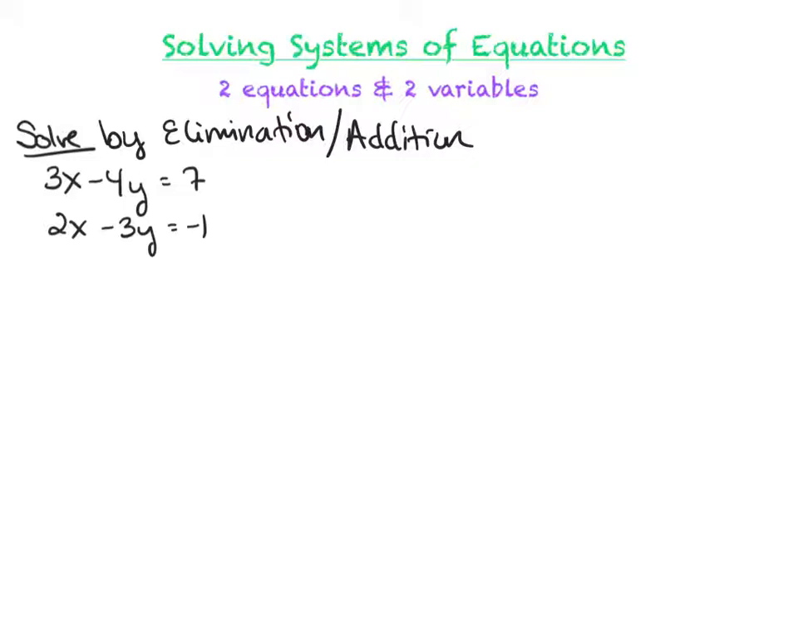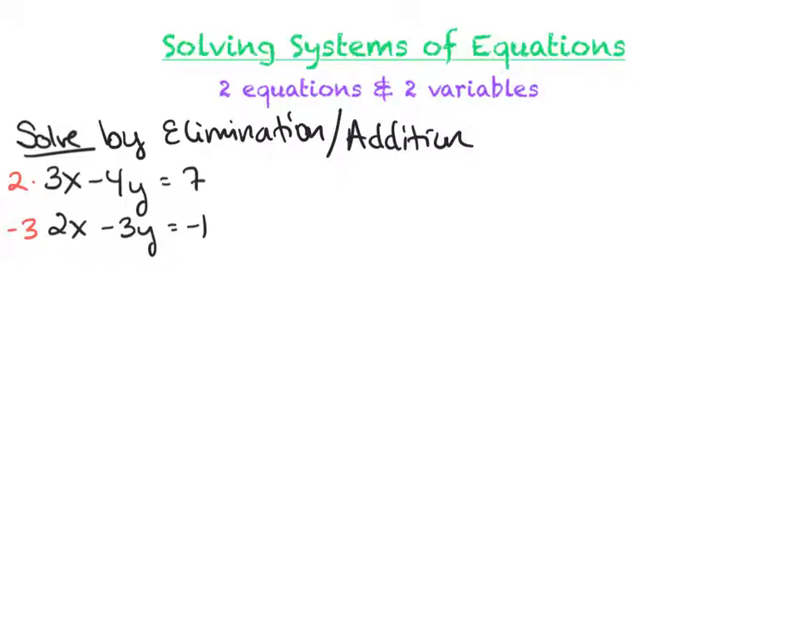So I'm going to choose to make the x's add up to 0, the 3x and the 2x. And I can't change the 3 into a 2 or a 2 into a 3, but I can change each one of them into a 6. So here's what I'll do. If I multiply the top 3x by 2 and the bottom 2x by 3, that'll make each one of them a 6x. Doesn't quite add to 0 yet. I need to make one of them a negative. So I'll choose the negative 3 for the bottom equation.